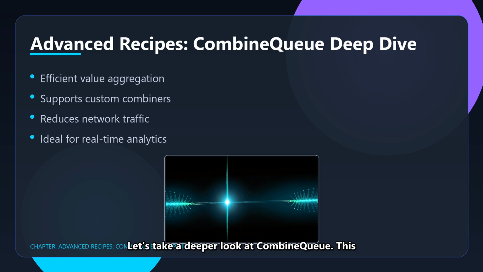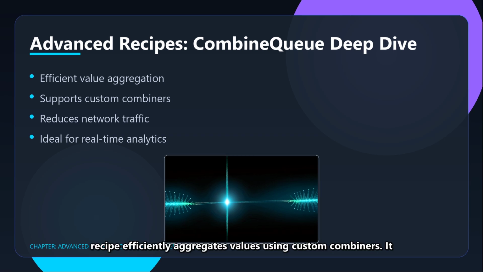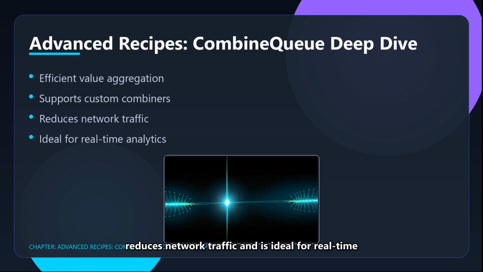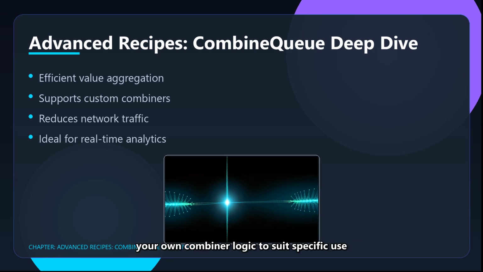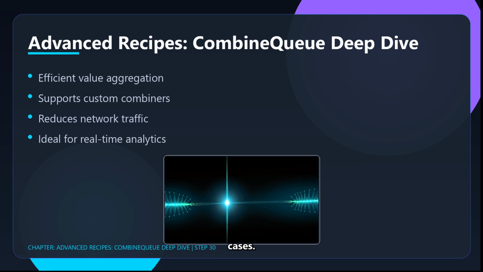Let's take a deeper look at CombineQueue. This recipe efficiently aggregates values using custom combiners. It reduces network traffic and is ideal for real-time analytics where performance is critical. You can define your own combiner logic to suit specific use cases.